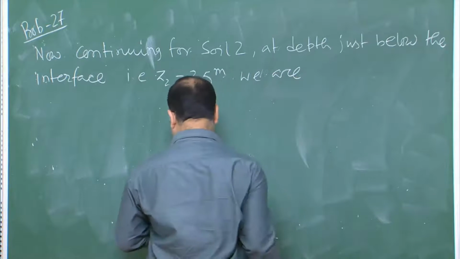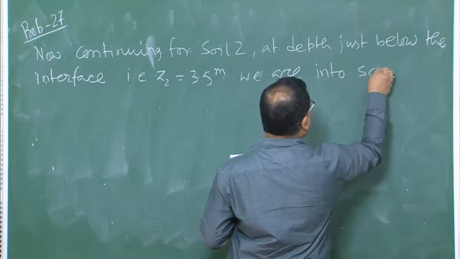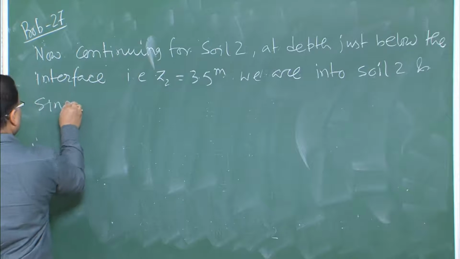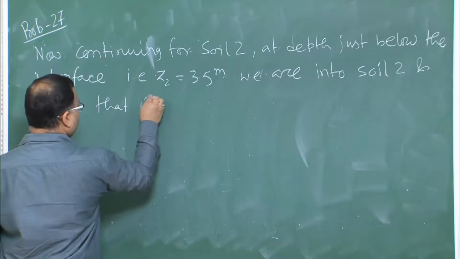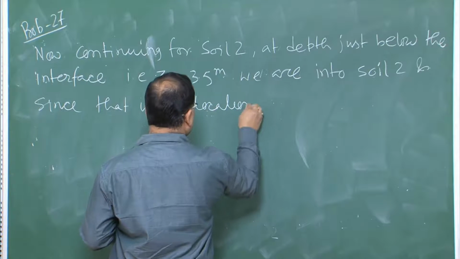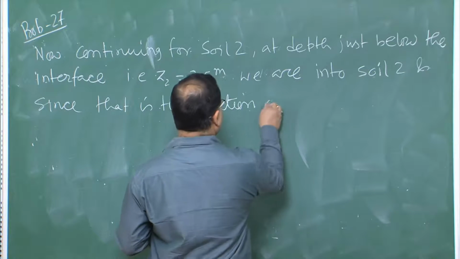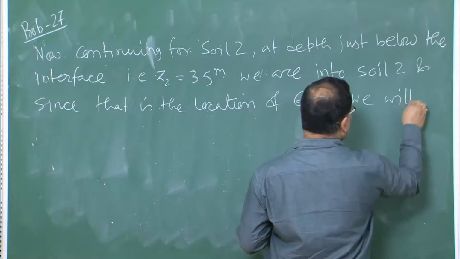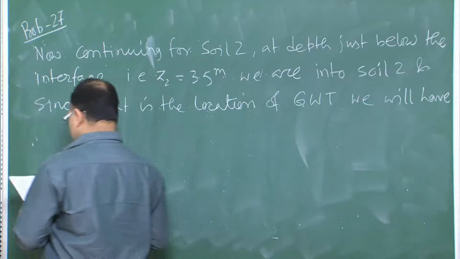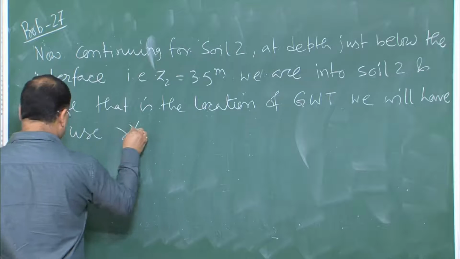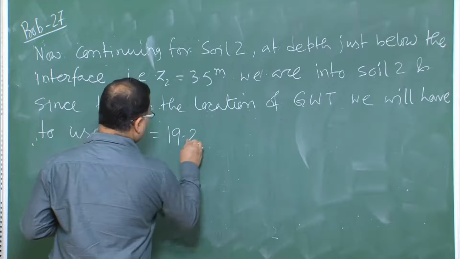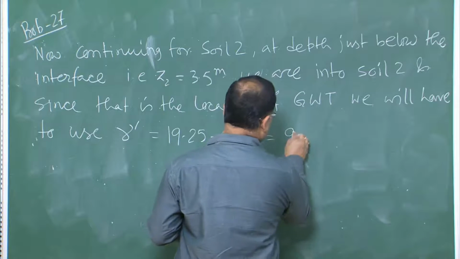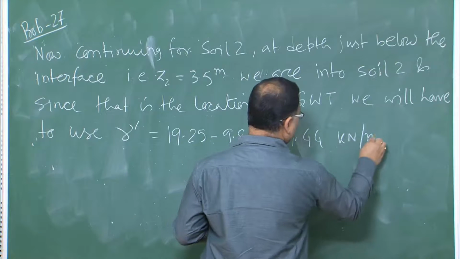We are into soil 2, and since that is the location of the groundwater table, we will have to use gamma prime, which is nothing but 19.25 minus 9.81, where I am using gamma w equal to 9.81, which is nothing but 9.44 kilonewton per meter cube.